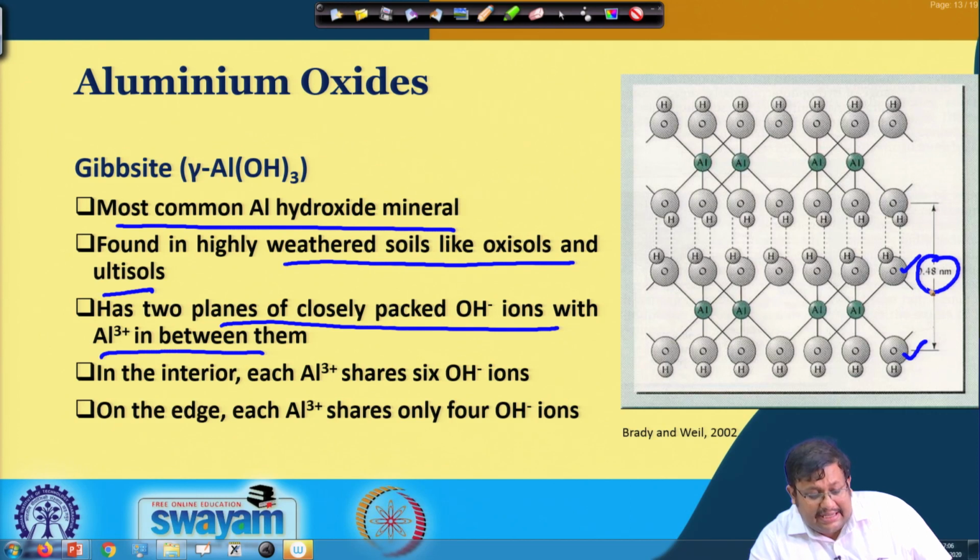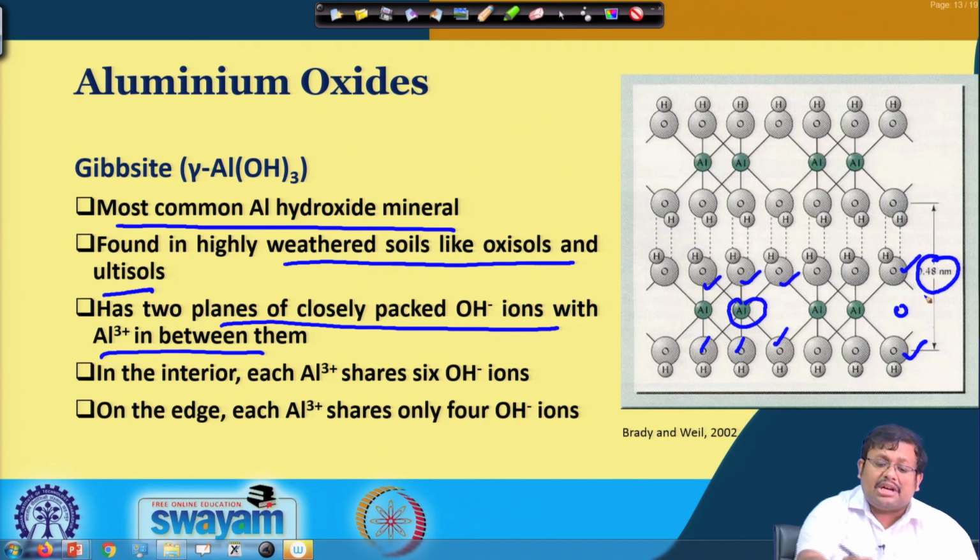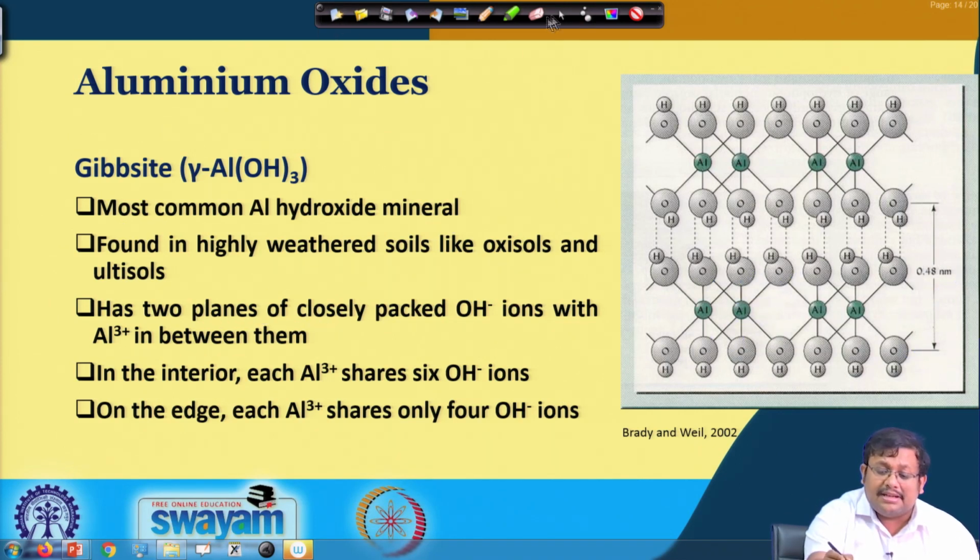Okay. And in the interior, these aluminums are sharing with 6 hydroxyl ions in the interlayer. However, those aluminums which are present at the edge will share with only 4 hydroxyl ions. So, this is the structure of aluminum hydroxide or gibbsite.